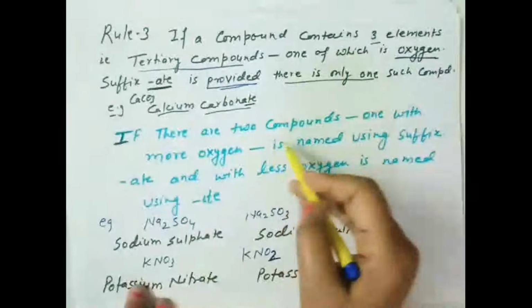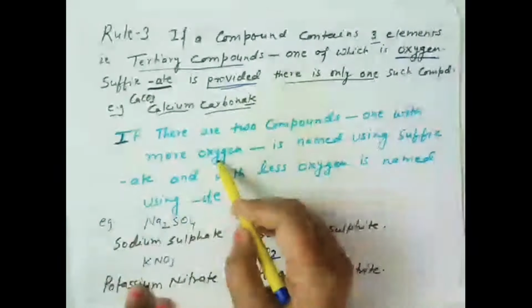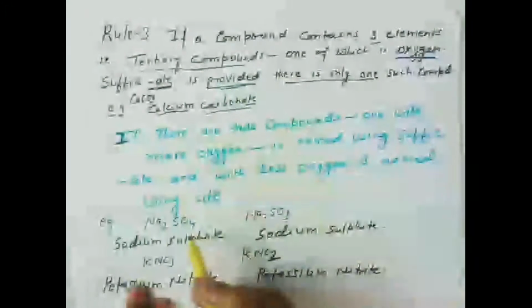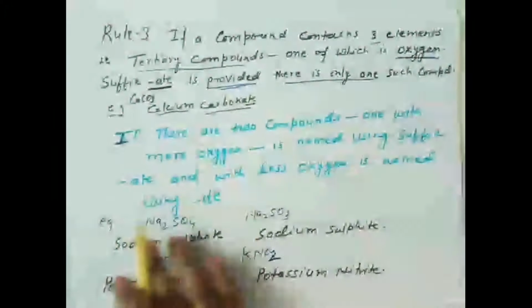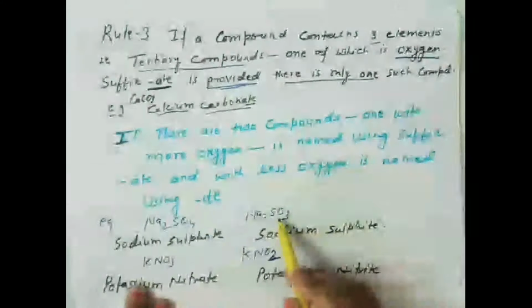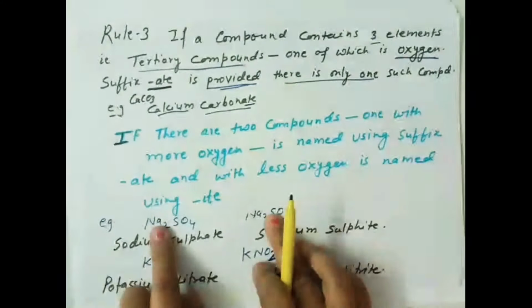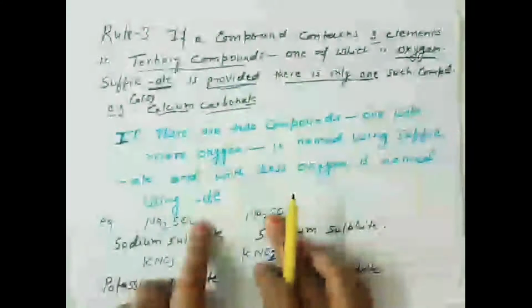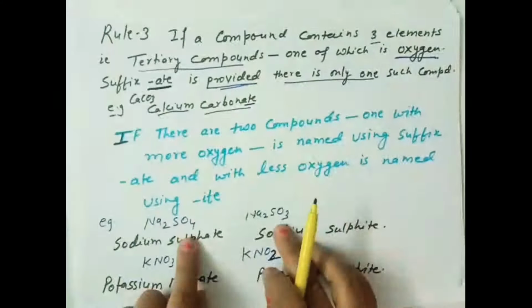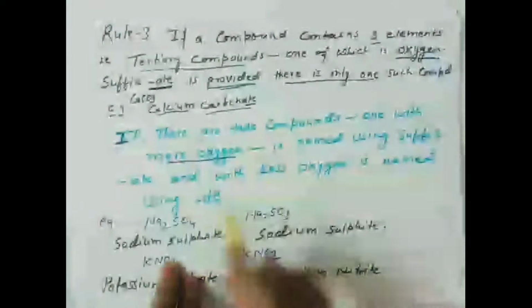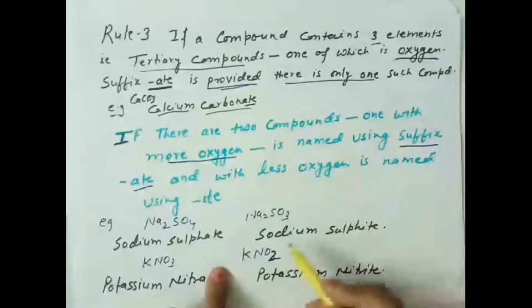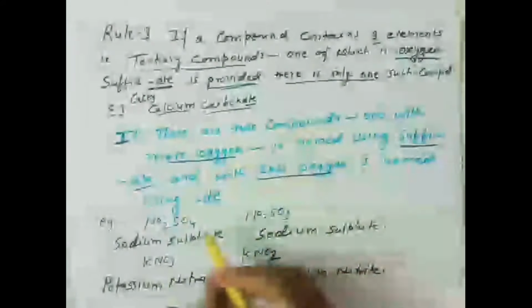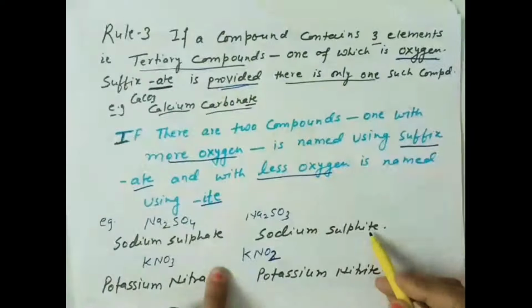But if there are 2 compounds, one with more oxygen and the other with less oxygen. Suppose one compound is Na2SO4 and the other compound is Na2SO3. So both are tertiary compounds. In one oxygen is 4, in the other oxygen is 3. So the compound having more oxygen will have suffix ATE. We will write here sodium sulfate. And the one that has less oxygen, we will name it ITE, sodium sulfite.